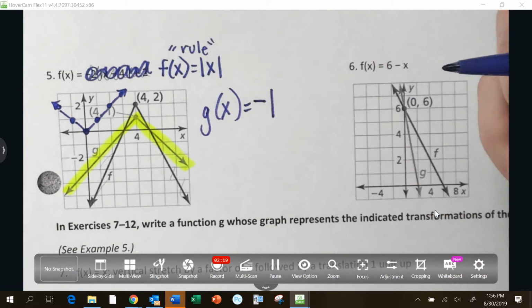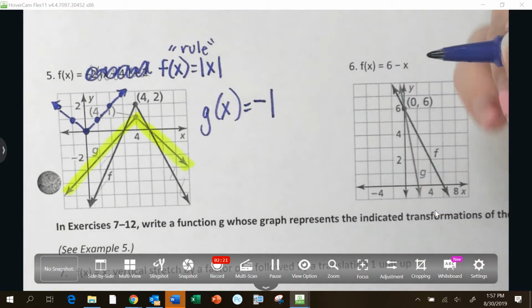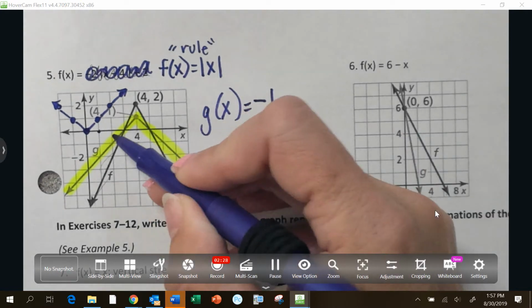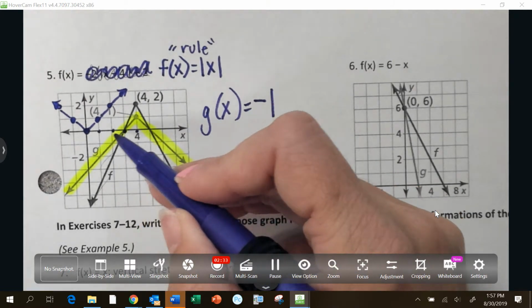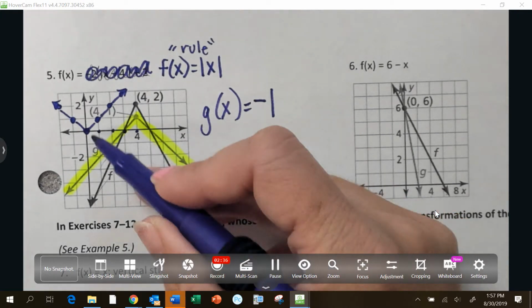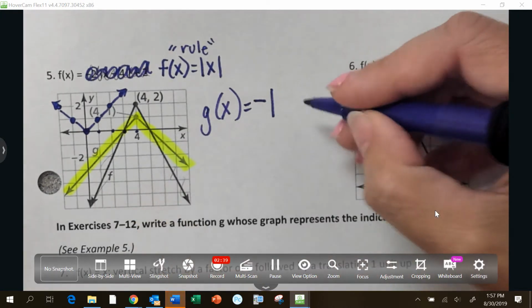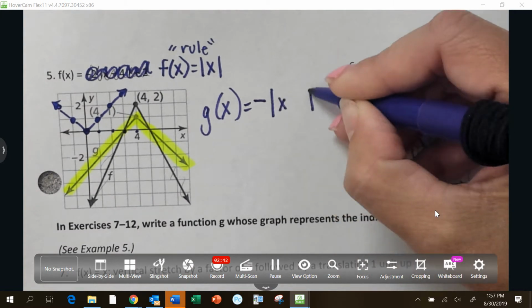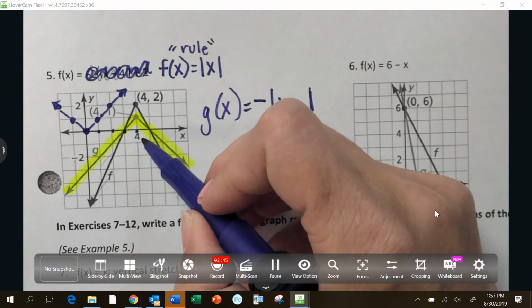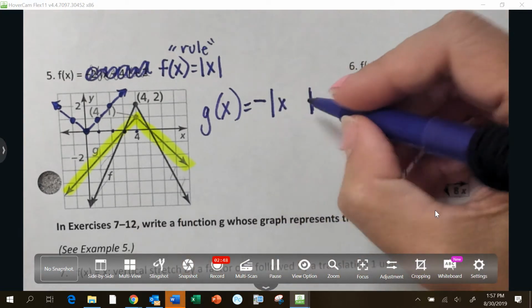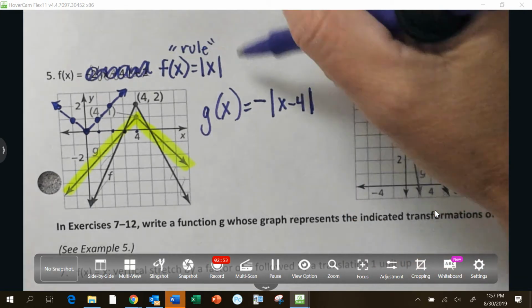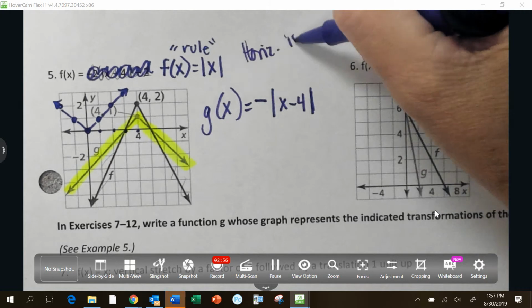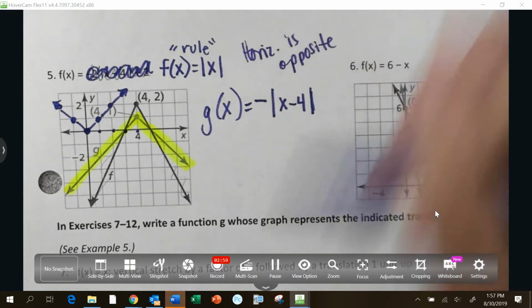AJ, you have a question? You want to tell me another one? It's really close. It's 4, but yeah. 4 units which direction? Right. So if I'm starting at the purple one, it'll be to the right. So that's right. That's horizontal. That means it goes inside of these absolute values. So if we're going to the right and it's horizontal, what do I put inside here? Minus 4. Remember, horizontal is opposite. So I have a minus 4.